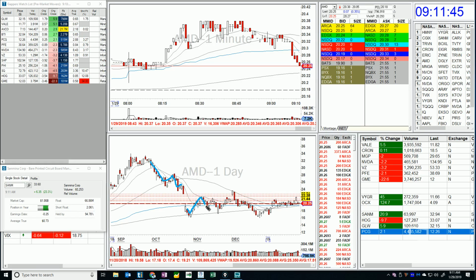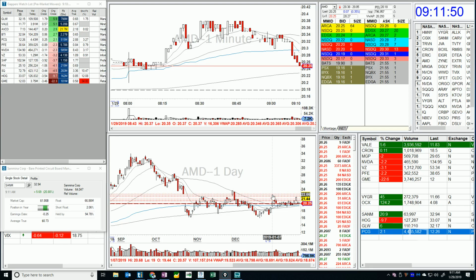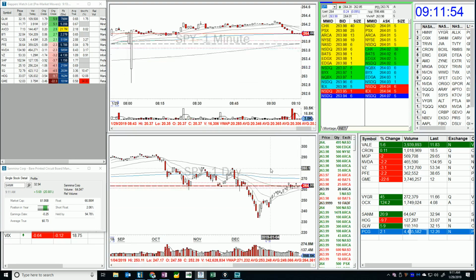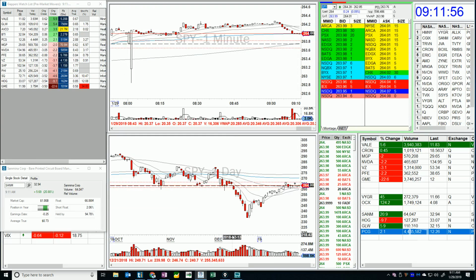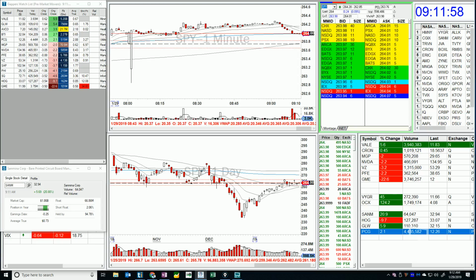We had a nice kind of flow to it. Now it's just kind of chopping around. Again, this tells you what the market is basically doing. AMD does what the market does plenty of times. Actually, the SPY looks even better than AMD, really.